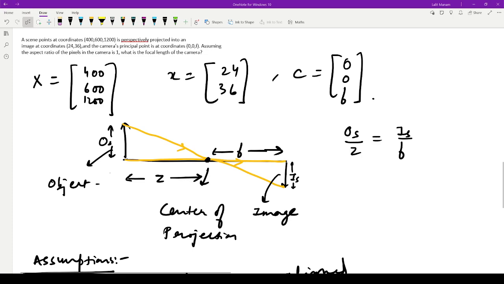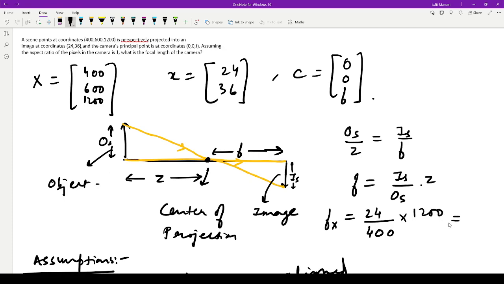Now, given OS by Z equals IS by F, your F will always turn out to be IS by OS into Z. So what is the focal length obtained from the x-axis? Fx: IS is 24, OS is 400, and Z is 1200. So what is this? 24 into 3, which is 72.